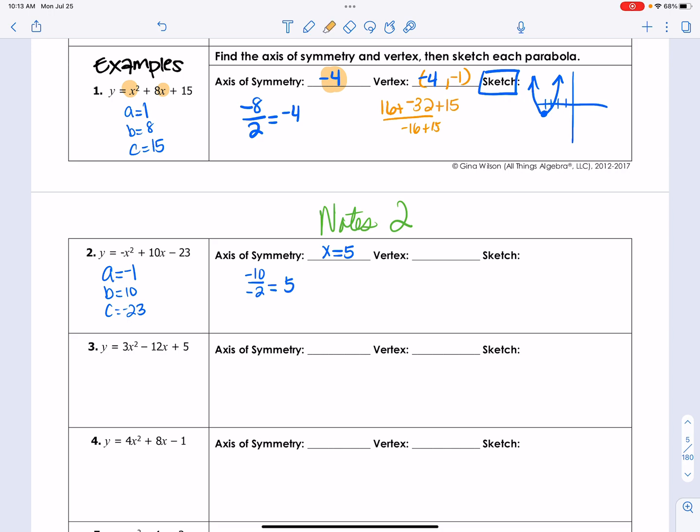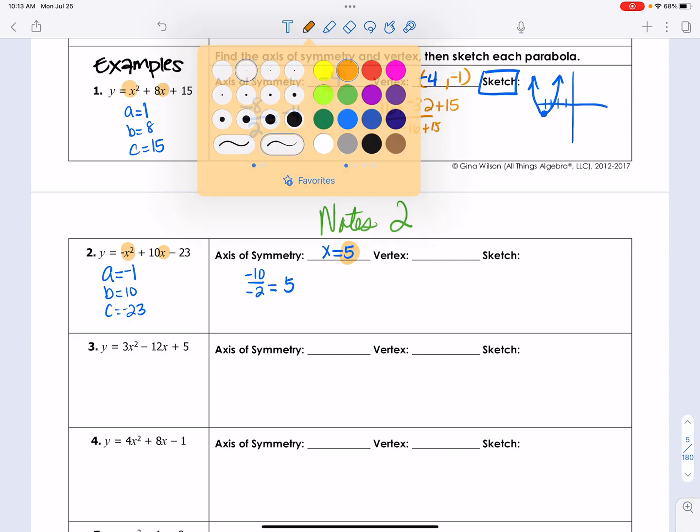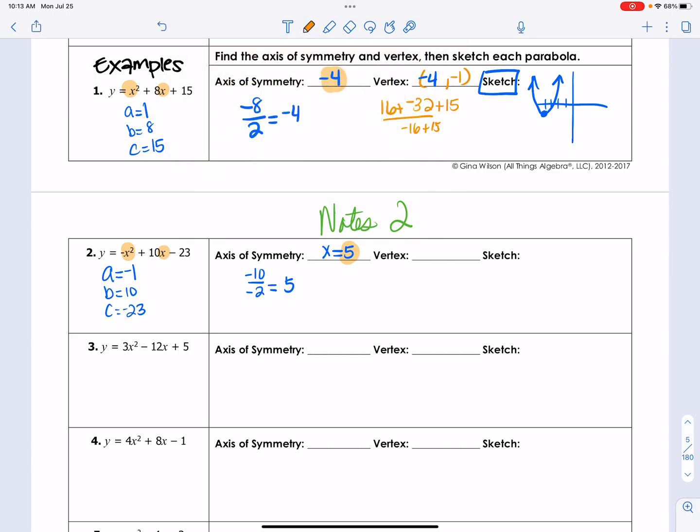So now I'm going to take that 5 and plug it into here, and I'm going to find the y. Now, you've got to be careful. 5 squared is 25. The negative is out in front, so that's -25, plus 5 times 10 is 50, minus 23. So this together is 25. 25 minus 23 is 2.